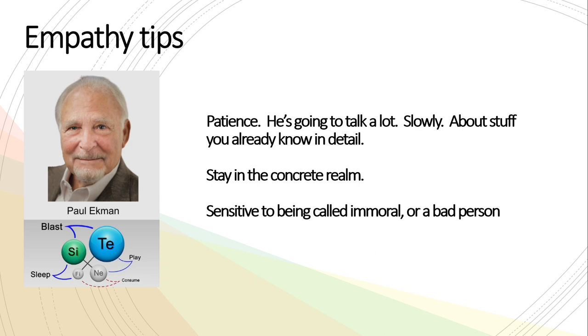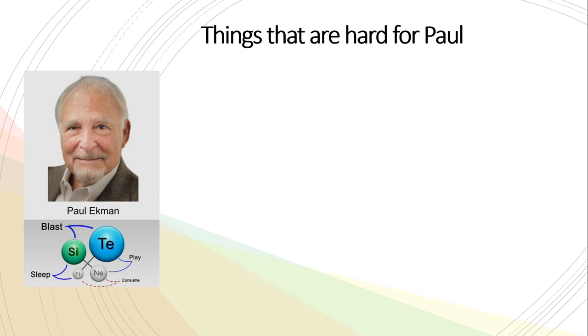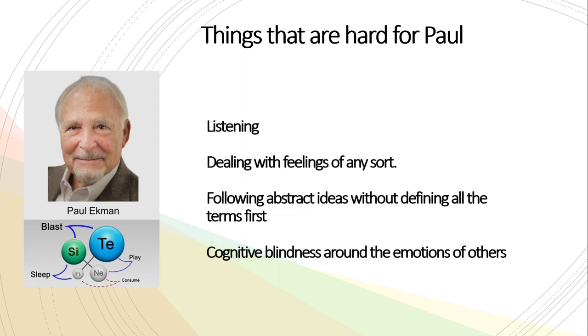And being FI, he talks about his own anger issues, but he's probably going to be sensitive to being called immoral or being called a bad person or being out of control or something like that. That's really going to bother him. So what are some things that are hard for Paul? Well, listening, dealing with any sort of feelings is going to be hard. People are going to use these abstract terms all the time without defining their terms first, and he's going to get lost really, really quickly. And he's going to have a lot of difficulty with cognitive blindness around his emotions and the emotions of others. He's just not going to see it.